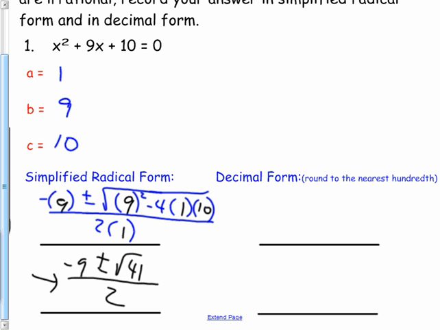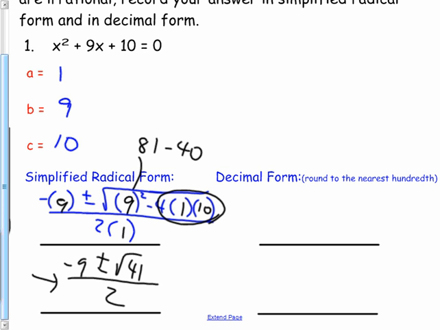I did 9 squared is 81. Would you agree with that? And then 4 times 10 is 40. 81 minus the 40. And that equaled 41. A lot of polite people in here.